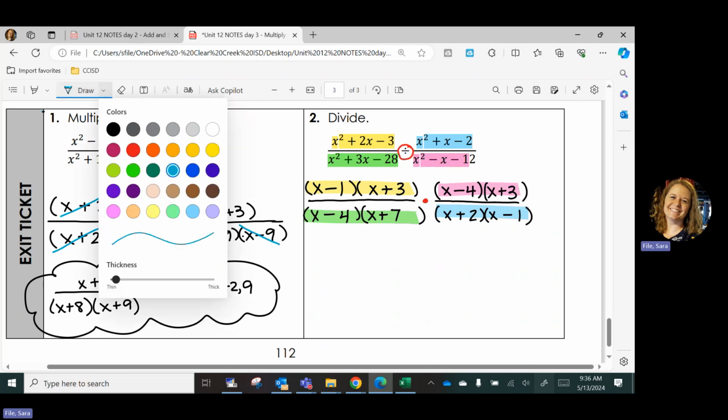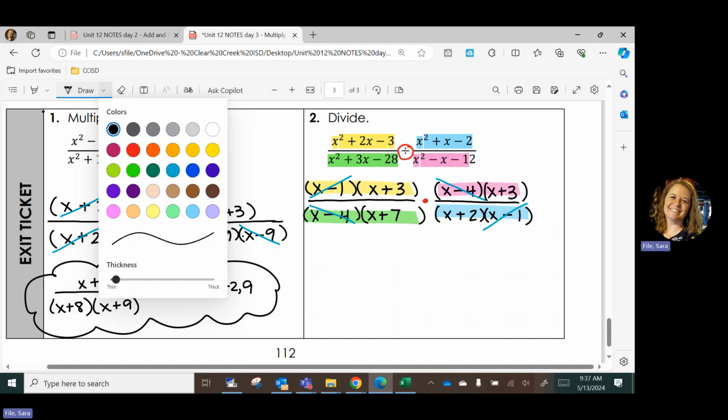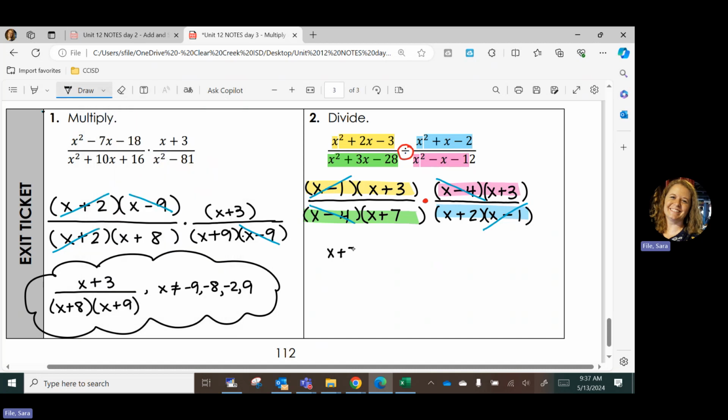Now we're going to see if we can reduce anything. I see the x minus 1 in both the numerator and denominator. And x minus 4. And that's it. I see x plus 3 twice, but it's in the numerator both times. So I can write that x plus 3 out twice, or I can just write it as squared. And then my denominator, I've got x plus 7 and x plus 2 left.